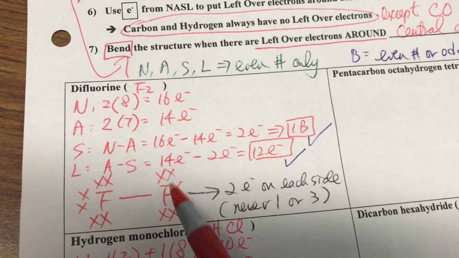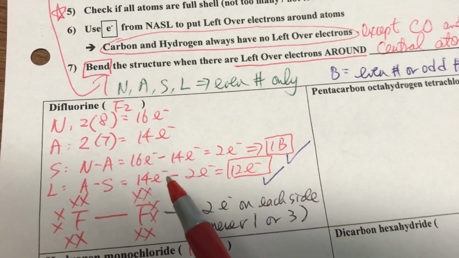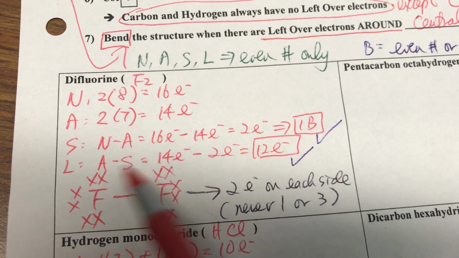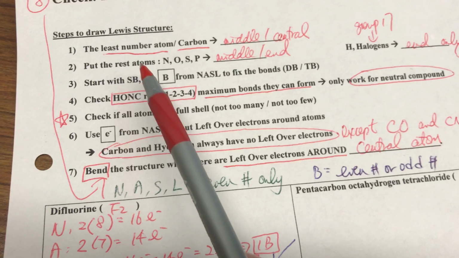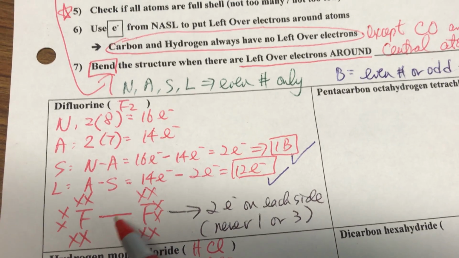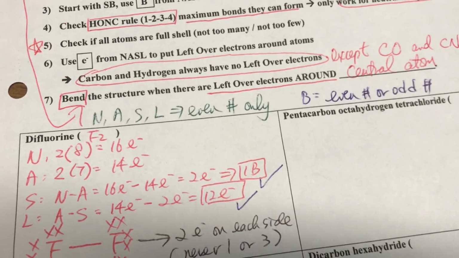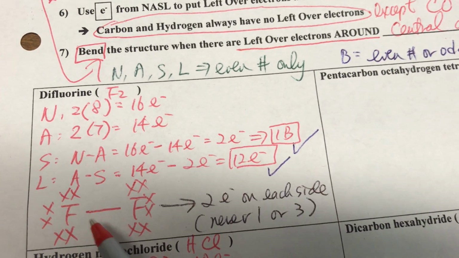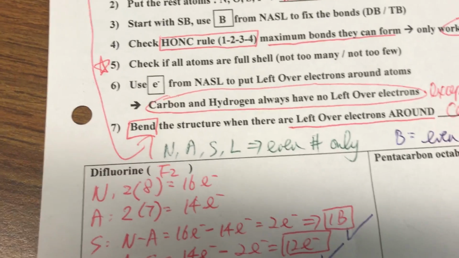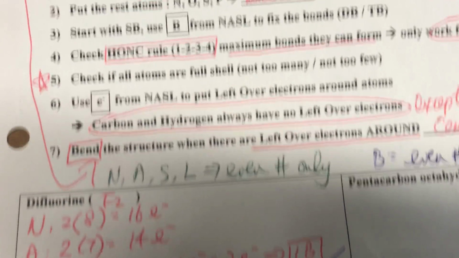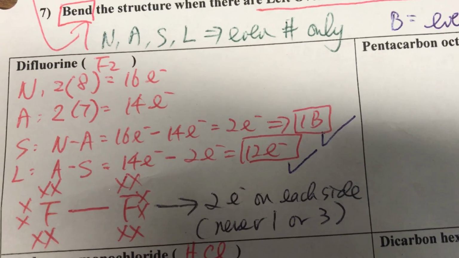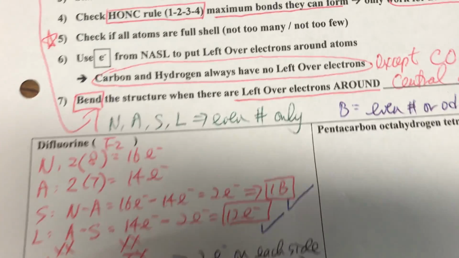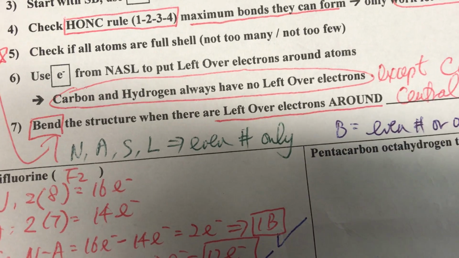Now, here we don't have a central atom. A central atom requires 3 atoms or more, but we only have 2. So we'll just draw F and F on 2 sides. And then we start with the single bond, which means we draw one line. That's all I can do. After that, we check: one bond from the NASL, one bond in the picture. So I'm happy, because I have one bond in the picture and one bond from the NASL. Then I will check mark here.